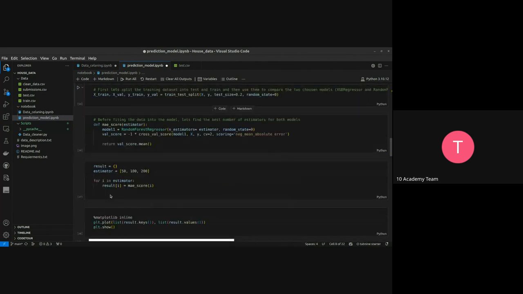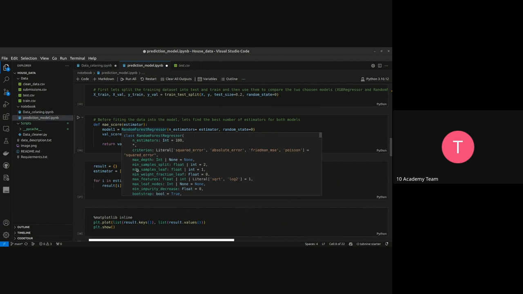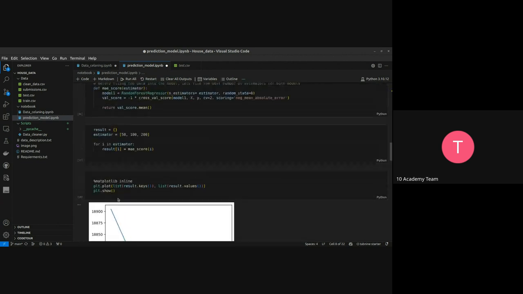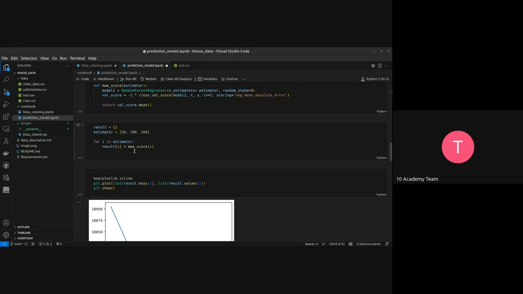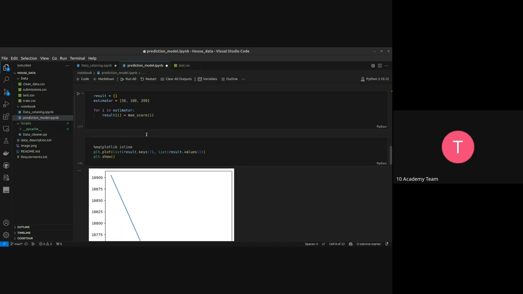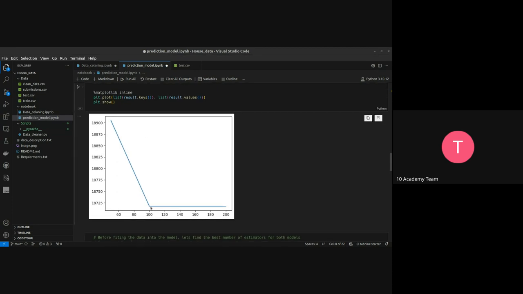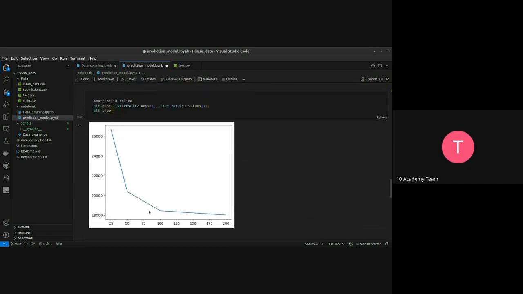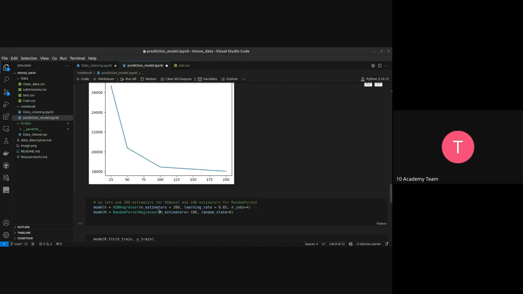Okay, back to this. For the two models, this is the validation score for the random forest regressor and for the XGB regressor. I wanted to see which number of estimators is best for each model, so I did a for loop over each of these estimator numbers and plotted the values. As you can see, for 100 estimators and for 200 estimators, the score is the same. So I went with 100. But for the XGB regressor, for 200 the error is much lower than it is for 100.